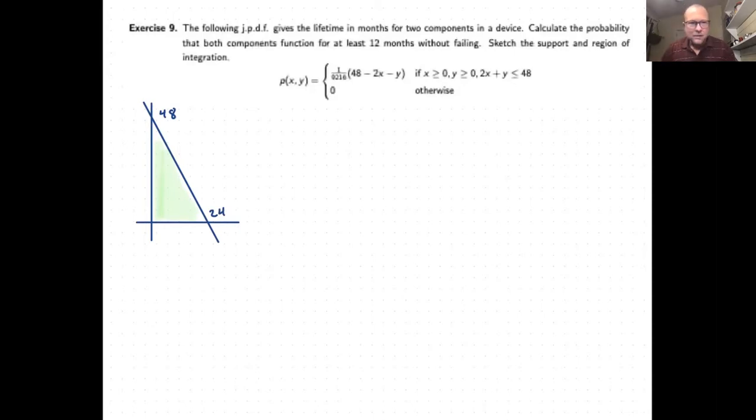And because I'm lazy about making up names, I tend to use an S for support. Then at least 12 months without failing. Both components function at least 12 months. All right, so that suggests that we have to have both X and Y. So I'm going to call my event T. I'm going to say X needs to be greater than or equal to 12 and Y needs to be greater than or equal to 12.